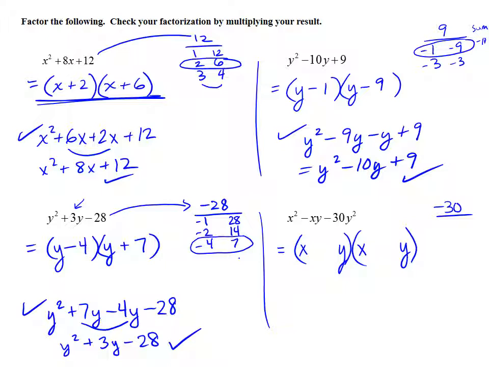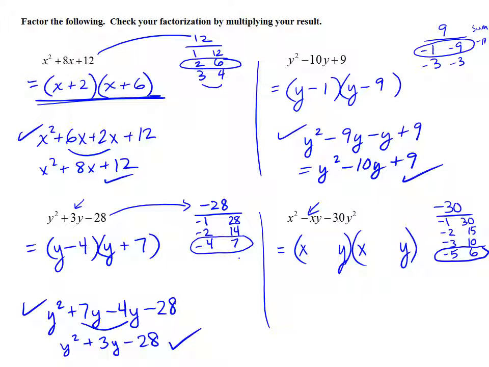Now let's look at -30. Because it's a negative, we need one of each sign. So I'm going to start out with -1 and 30, -2 and 15. 3 will go in, use a -3 and 10. -4 won't go in, but -5 will go in 6 times. Now when we go to add those up, none of those add up to a -1, but this last one is really close in that it's a +1.